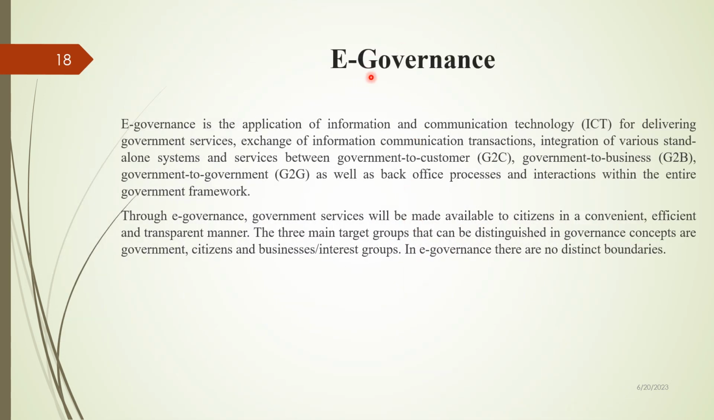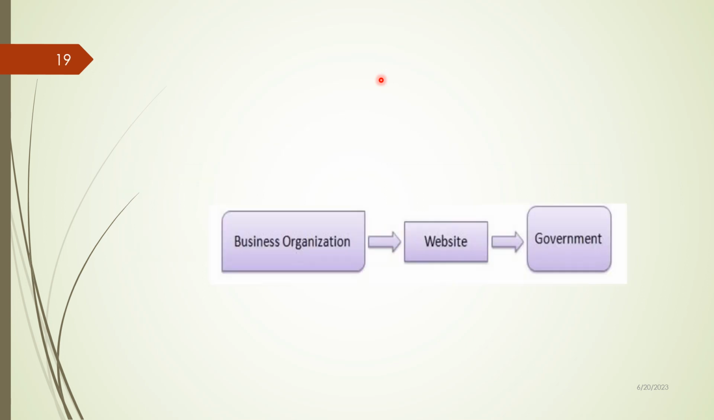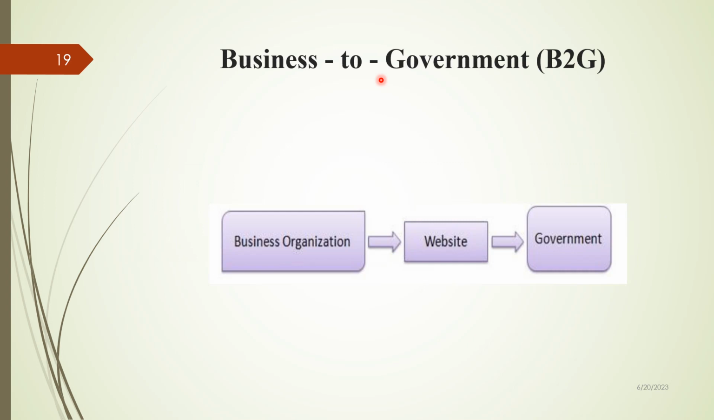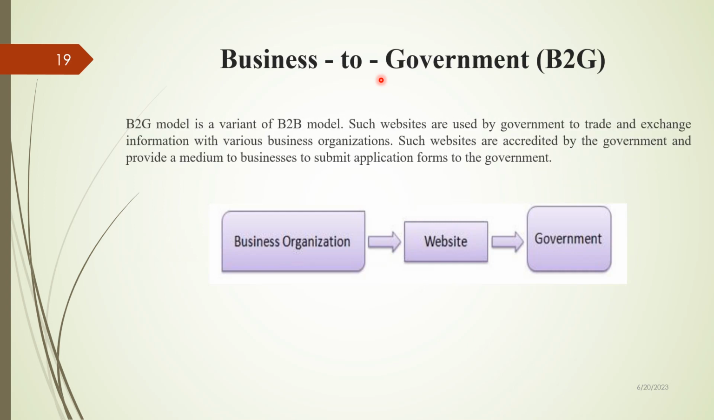E-government is basically e-commerce by the government. Basically that's what it means. So in slide number 19, we have business to government. B2G is a model or version, such as a website, used by government to trade and exchange information. Various organizations' websites are created by the government and provide a medium for businesses to submit applications to the government. So you can see from here, start from here to this one and then to the government. It reaches the government.